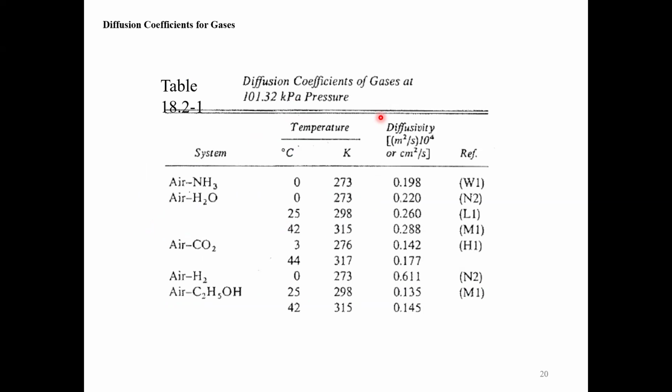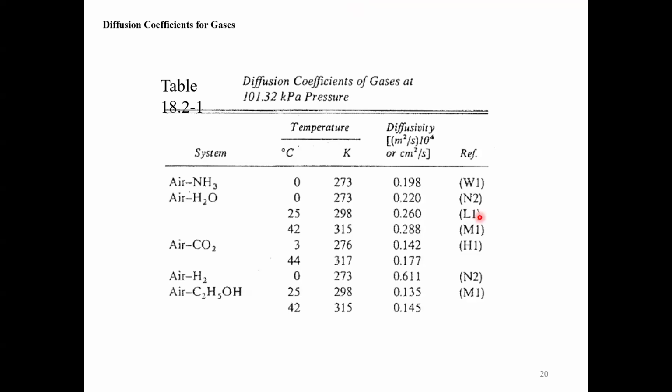There are tables people have estimated using experiments that you can utilize to pull out the diffusion coefficient. As you can see here, diffusion coefficients have been provided for binary systems, in this case air diffusing through ammonia. The diffusivity for this case is 0.198 times 10 to the power minus 4 meter square per second. So tables like these provide your diffusion coefficient.